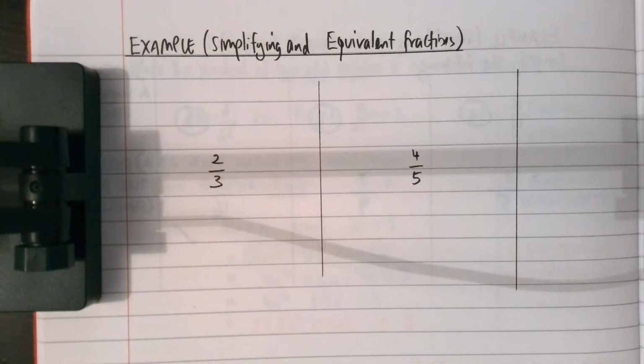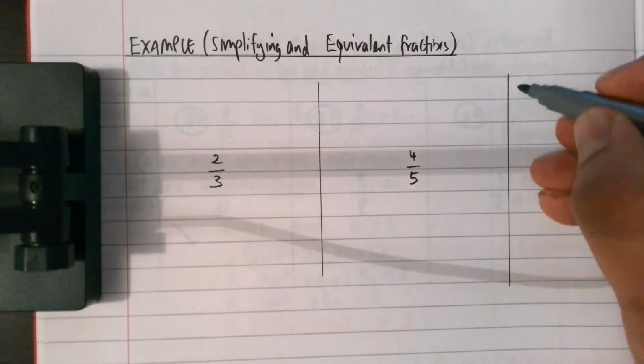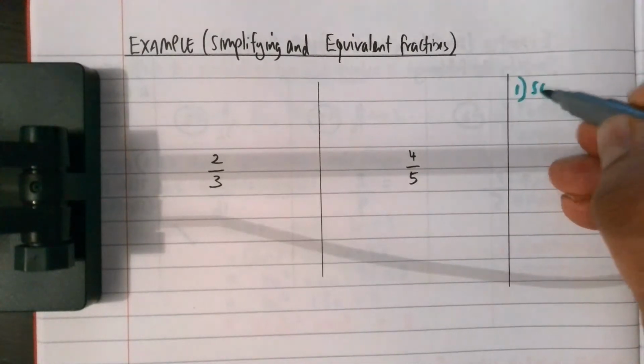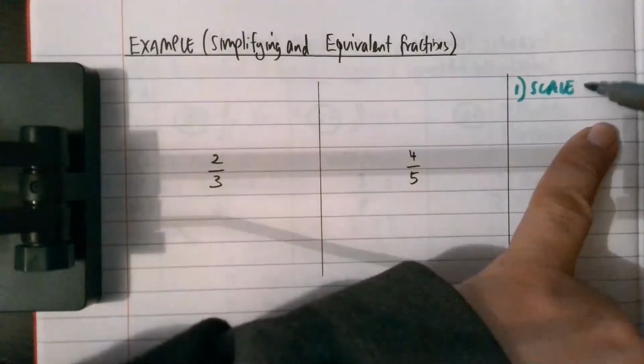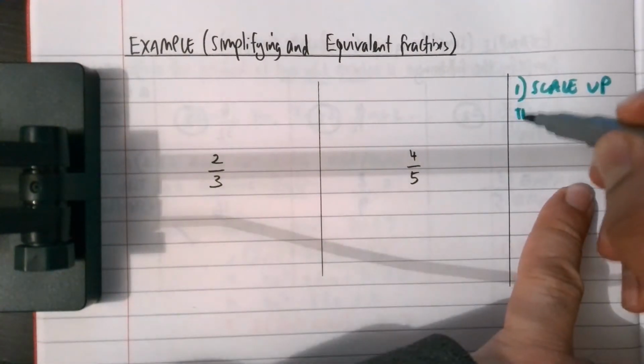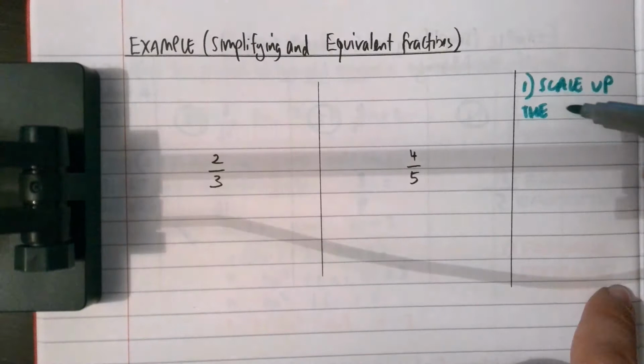Alright, we're going to be looking for equivalent fractions for the two fractions written here on the page, 2/3 and 4/5. So equivalent fractions are fractions that are the same as what's written there, but they're going to be either scaled up or scaled down.